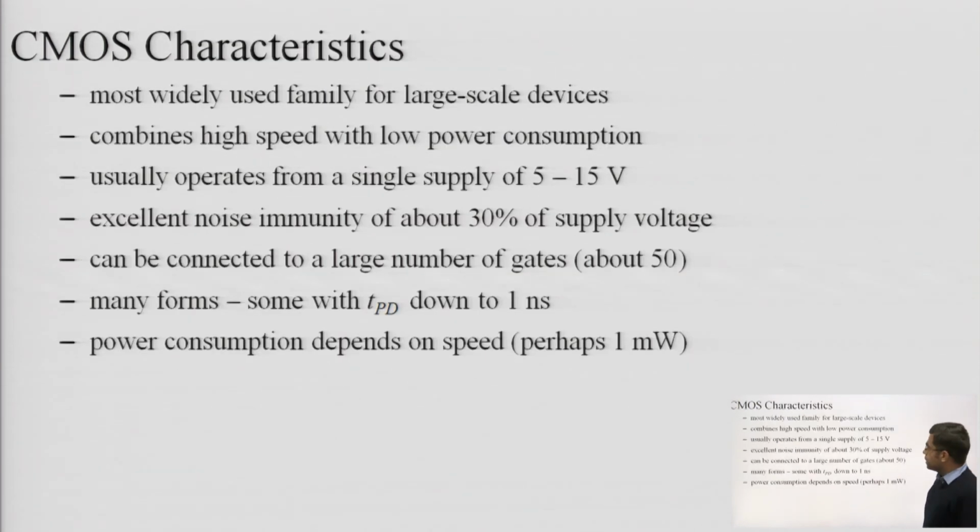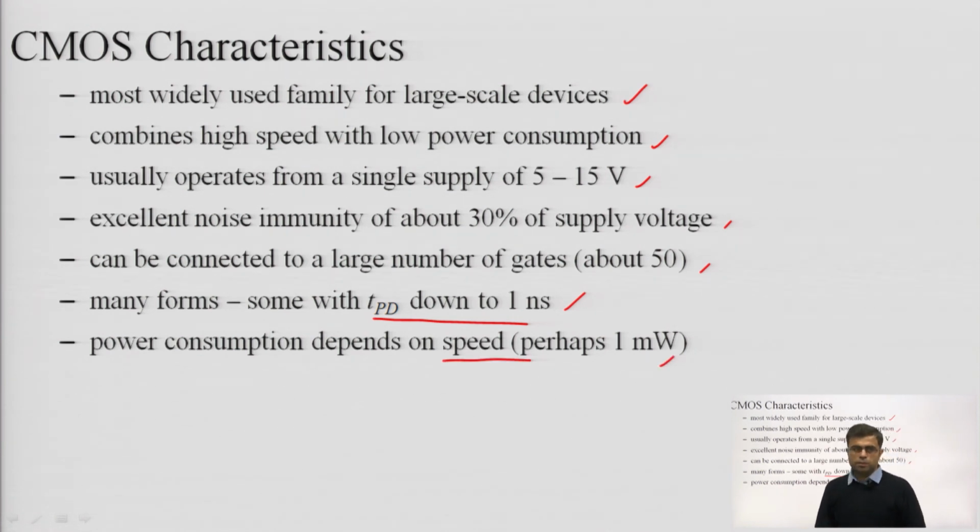So these are the CMOS characteristics. It is the most widely used family for large scale devices, combining high speed with low power consumption. It usually operates from a single supply of 5 to 15 volts, with excellent noise immunity. All these are positive points. It can be connected to a large number of gates, about 50, with propagation delay of up to 1 nanosecond, and power consumption depends on speed, perhaps 1 milliwatt. All these are positive attributes of the CMOS family.